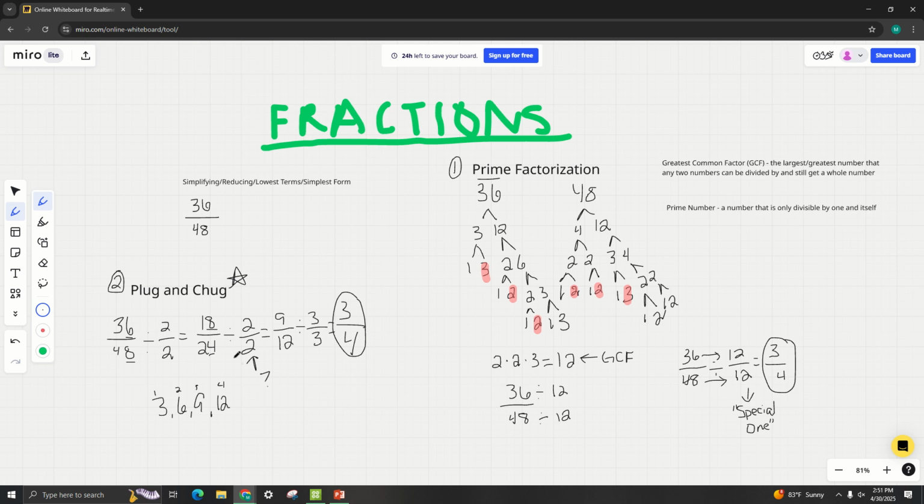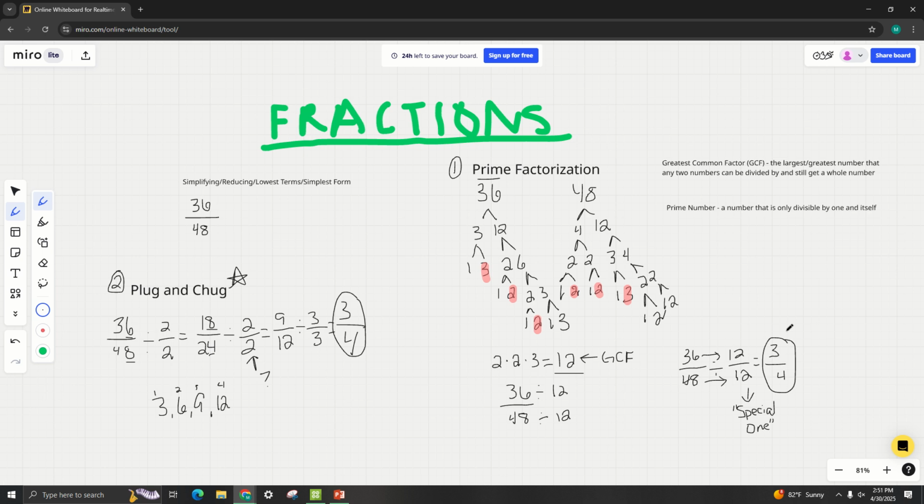Like, what am I going to do? It's no longer even. I can't keep dividing by 2. I have to find something else now. Whereas the beauty of prime factorization is that I find all my prime numbers, and then I just find the ones that match between both my numerator and denominator. I multiply them together, and that's the only number I have to divide the top and bottom by so that I can get to my reduced answer.